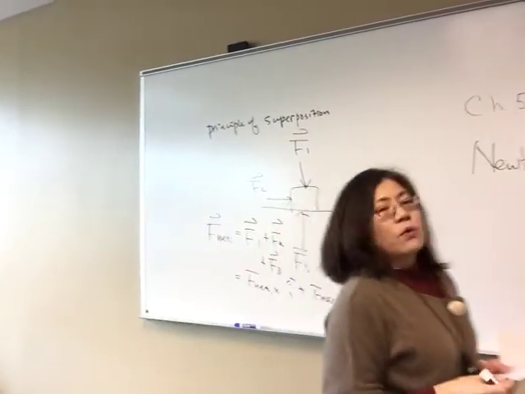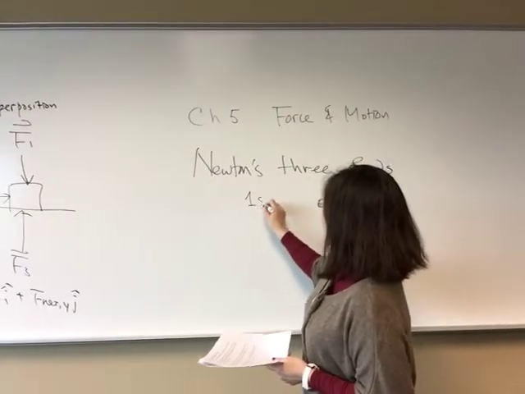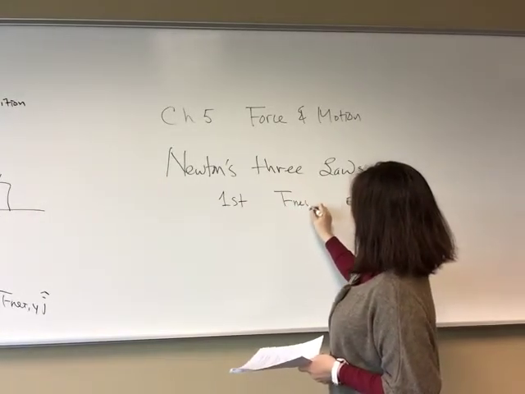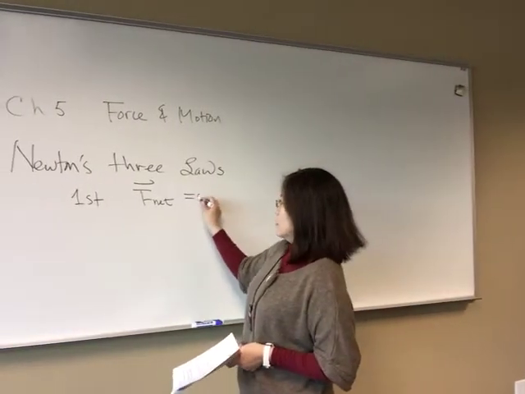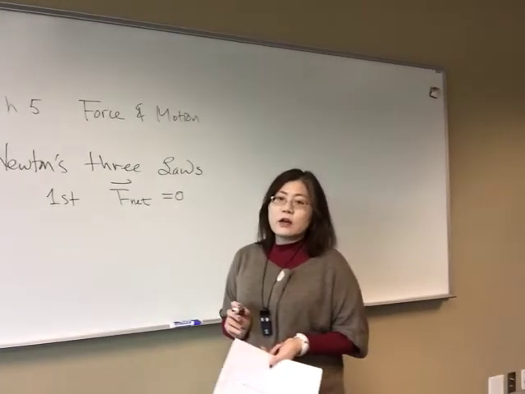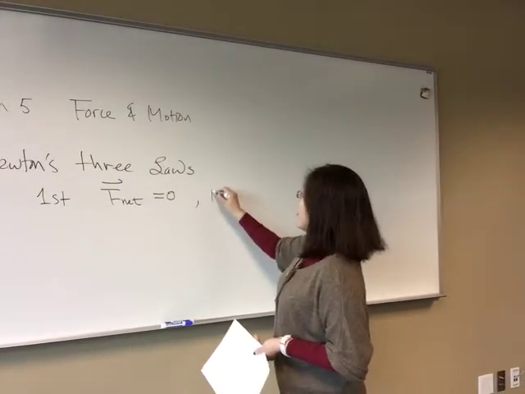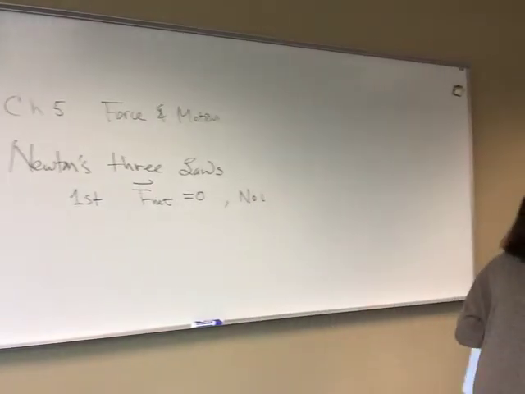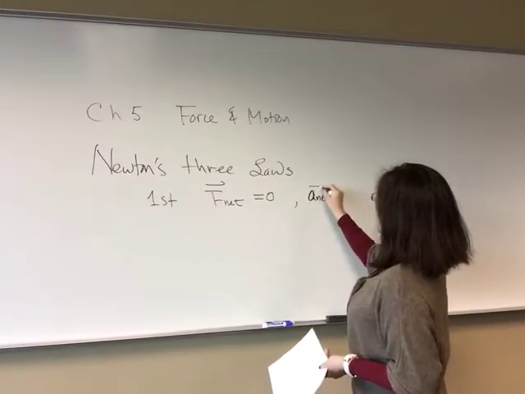All right, so now, what are Newton's 3 laws? Newton's 3 laws, we have the first law. What does the first law say? The first law says that if the net force acting on the object sums up to be 0, then the object cannot change its velocity. All right, so no acceleration. If the net force equals 0, there's no acceleration. In other words, the net acceleration will be 0.